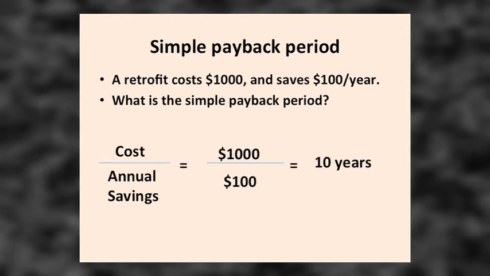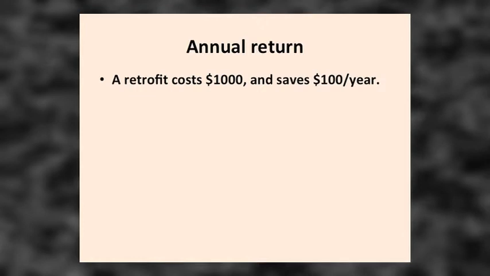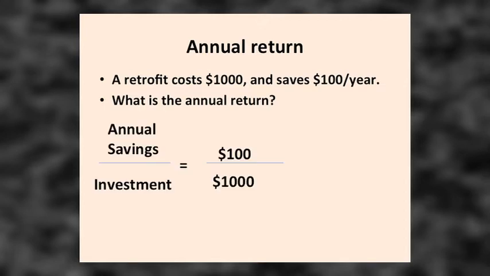Obviously, it's 10 years. But I mean, this is a pretty rounded out example, but it's pretty much the same across the board. You just change the numbers up a little bit. So a retrofit costs $1,500 and saves $500 a year. What is the simple payback period? 3 years. This is annual return. A retrofit costs $1,000 and saves $100 a year. What is the annual return? So annual savings divided by investment equals $100 divided by $1,000 in this case, and a 10% annual return.